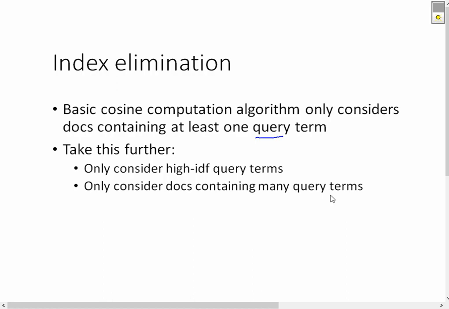By the way, what I did is I eliminated the vast majority of what's in the index. The vast majority of what's in the index doesn't have any matching query terms. So I'm already doing some elimination of the index. What if I could take that further? What if I could say, not only am I just going to make sure that the query term matches, but I'm only going to take one of those query terms if it happens to have a really high IDF value.